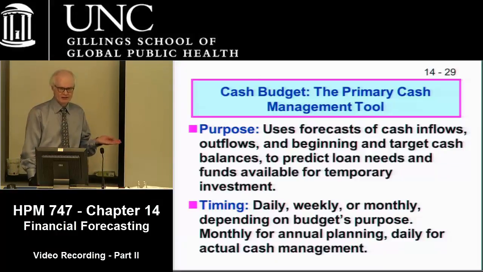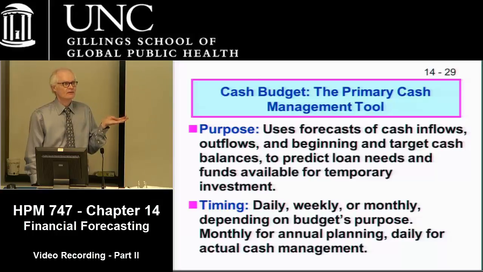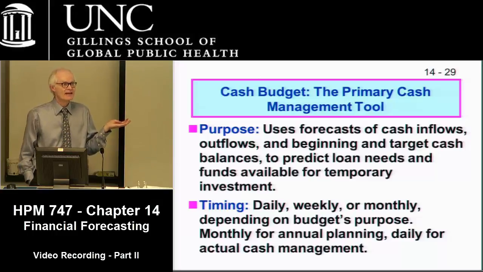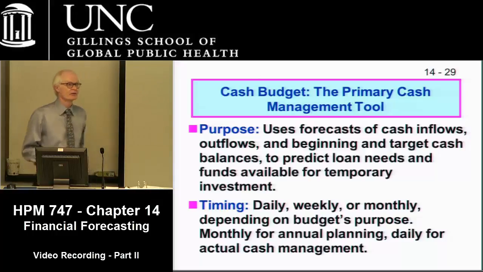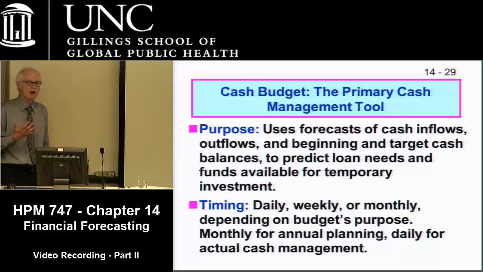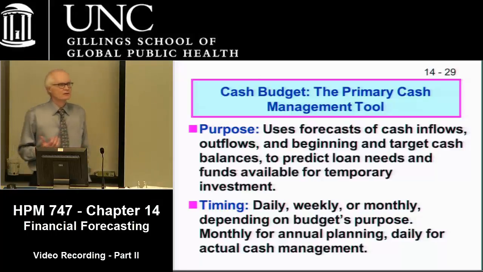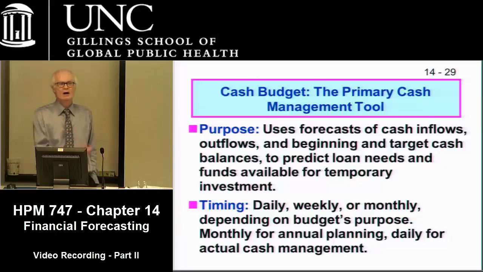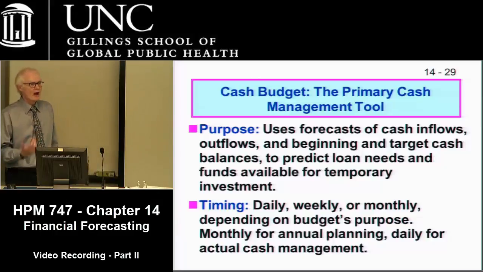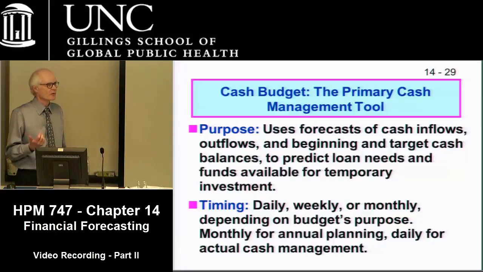UNC Healthcare takes in and disperses $10 million a day. That's a lot of cash a day. So they would be doing daily cash budgets because the amount of money involved is so big. The organization, Piedmont, that I'm the treasurer of, we do a weekly cash budget because we're only about $40 million in revenue. Ma and Pa physician group practice probably does a monthly cash budget.